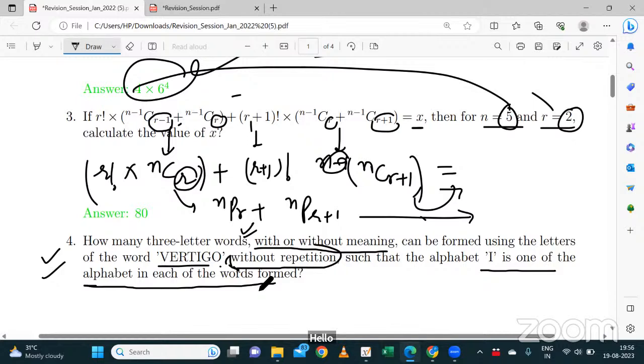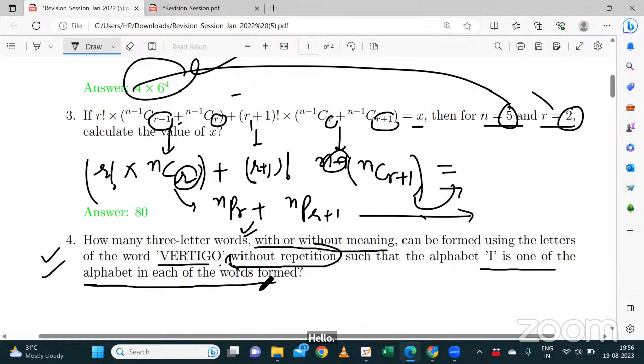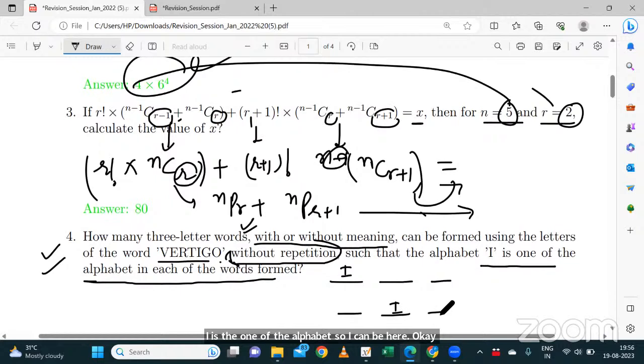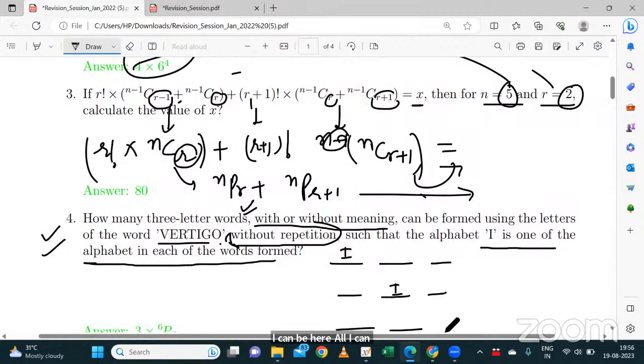Okay, so in how many ways can I do this? First of all, I have to form the 3-letter words with I as one of the letters. So just think from scratch. I have to form 3-letter words, correct? I is one of the letters. So I can be here, or I can be here, or I can be here. Right or not? Yes or no? For the second place, how many letters do we have remaining?